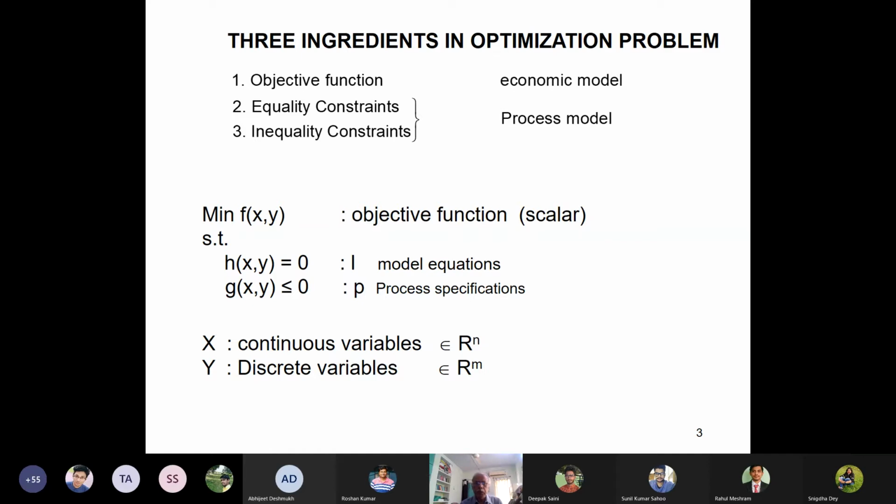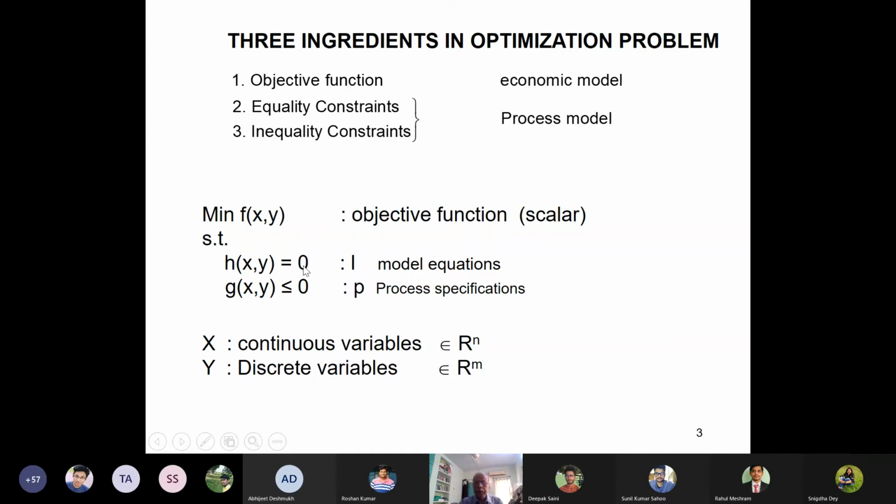So in an optimization problem, you should remember there are three ingredients. One is the objective functions, which we have to minimize or maximize, and the constraints, or we can say subject to equality constraints and inequality constraints. So we have to specify inequality and equality constraints. When we are specifying the equality constraints, it should be such that we should have enough degrees of freedom, at least 1 degree of freedom available to us. We should have at least 1 degree of freedom available to us to have an optimization problem.